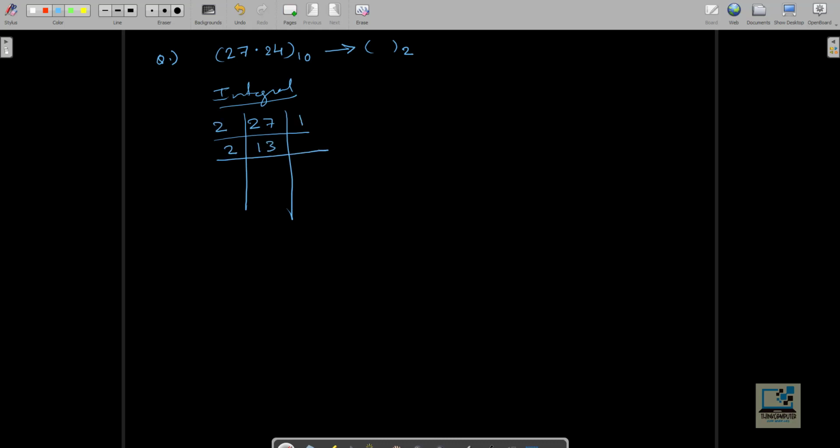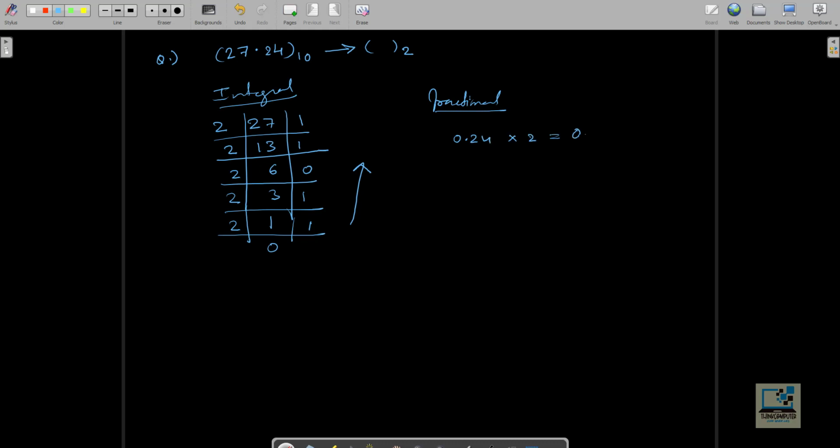2 13s are 26, remainder 1. 2 6s are 12, remainder 1. 2 3s are 6, remainder 0. Then 2 1s are 2, remainder 1. 2 0s are 0, remainder 1. That is bottom to top. Coming to the fractional part. In the fractional part we have 0.24. 0.24 into 2, that is 0.48, and 0 will be out.